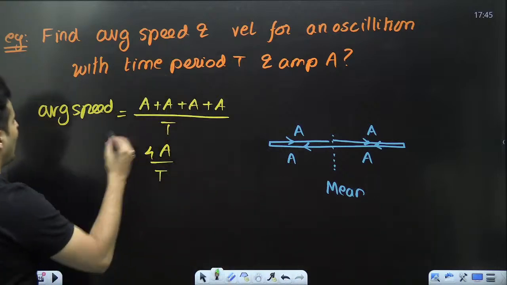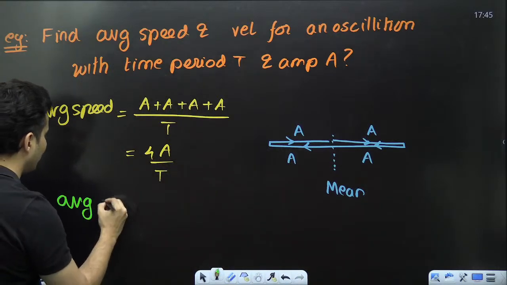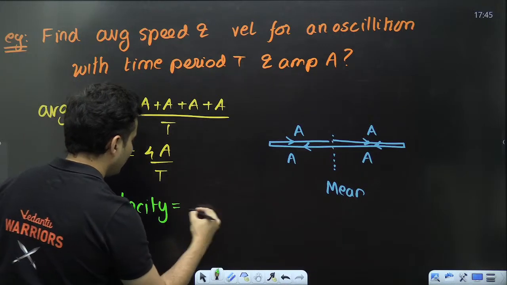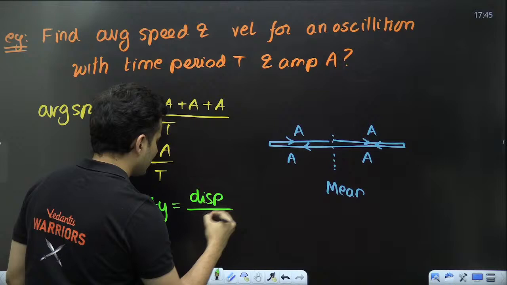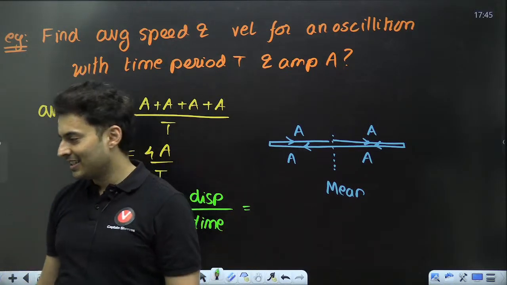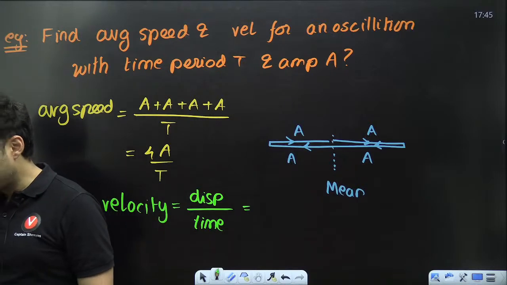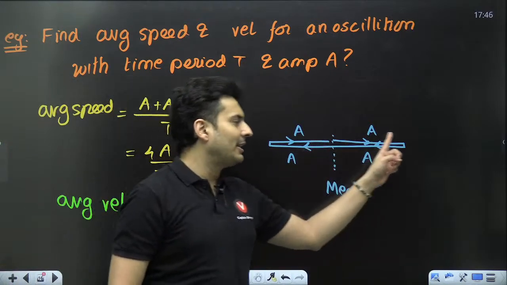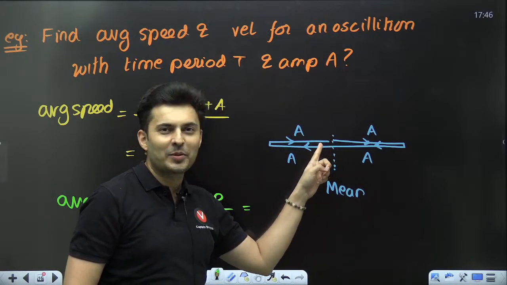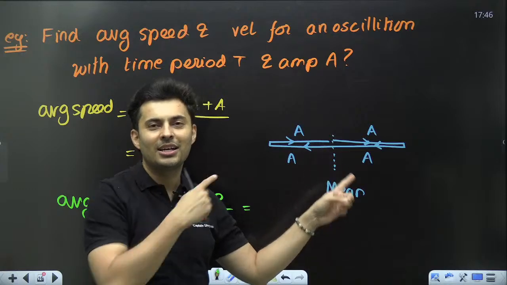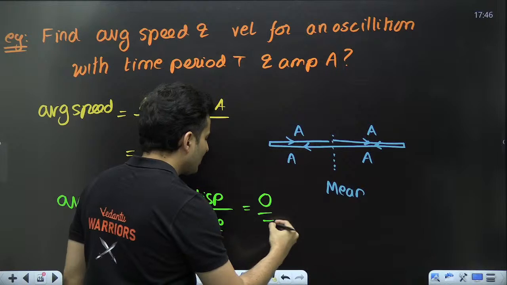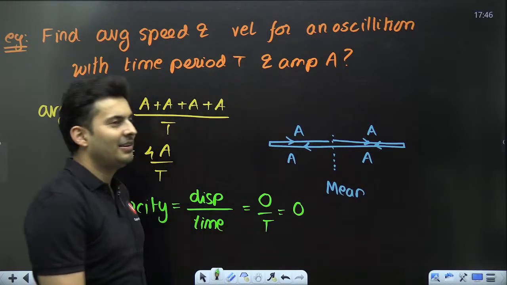The next answer is for average velocity, let's see how many students can give this. Average velocity, which is the total displacement upon the total time. What is the answer, my dear students? What is the total displacement? I started, went there, came here and came back. Initial and final positions are the same after one oscillation. I have completed one round. Obviously, it is 0. So hence, the answer is a big fat 0.